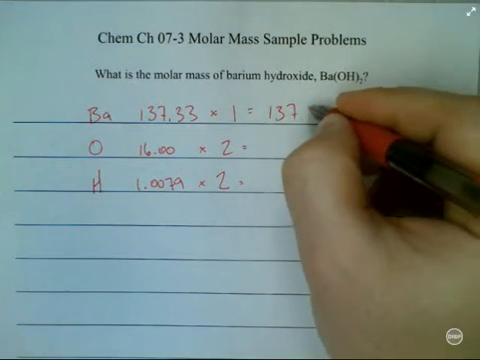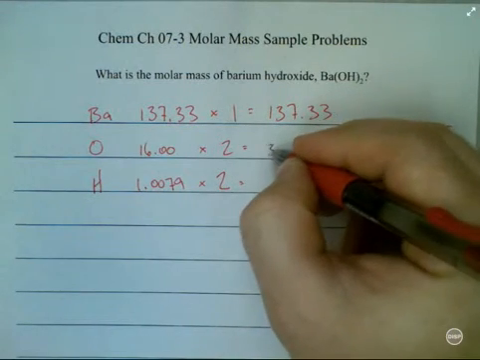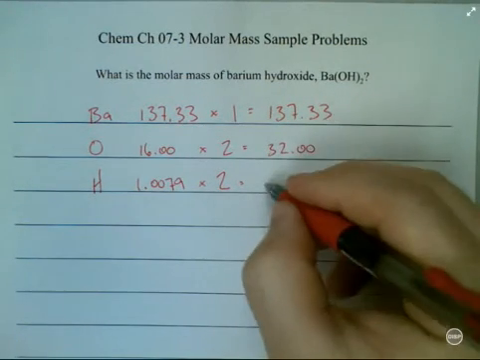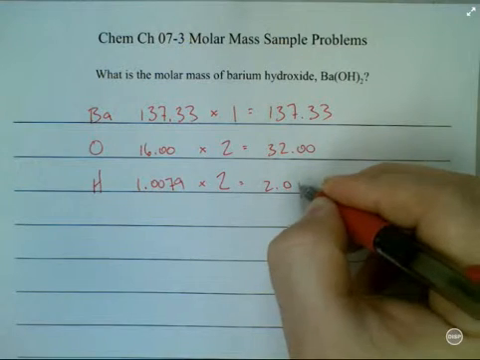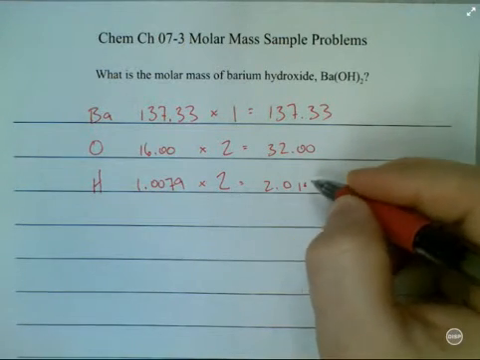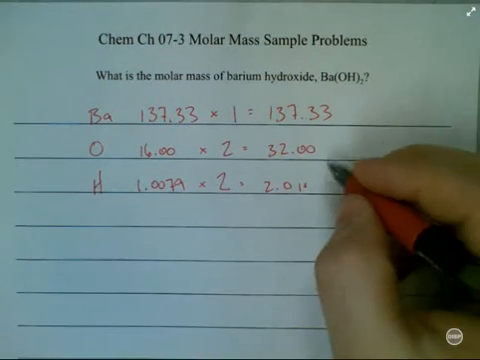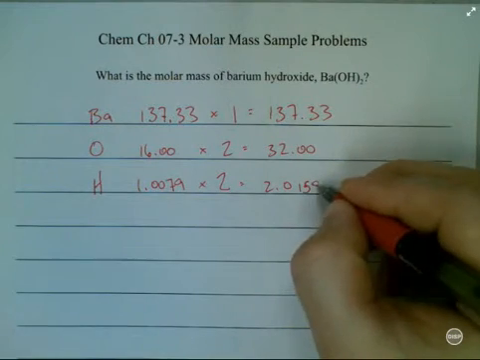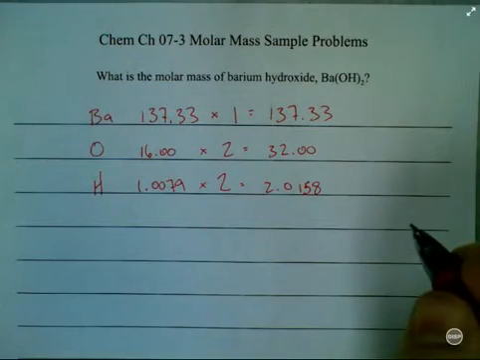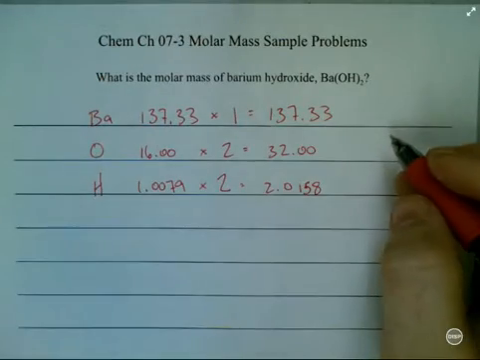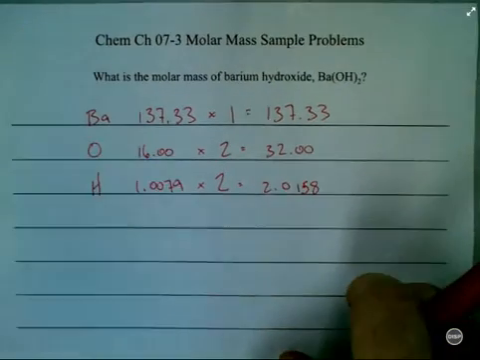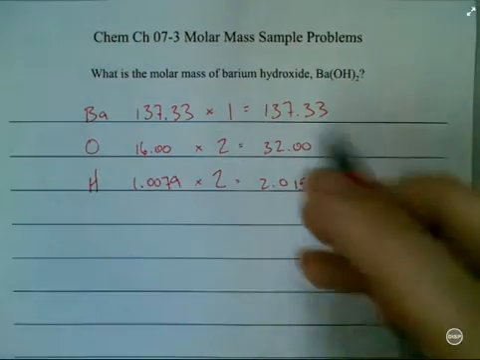Next, I will simply carry out that multiplication. Oh, sorry, I messed that up. 2.0158 grams per mole for hydrogen, present in 1 mole of this barium hydroxide.